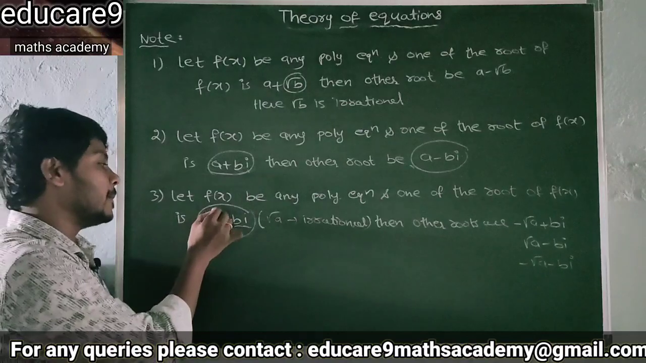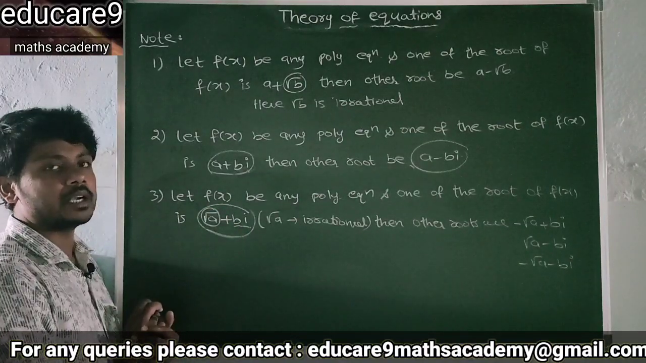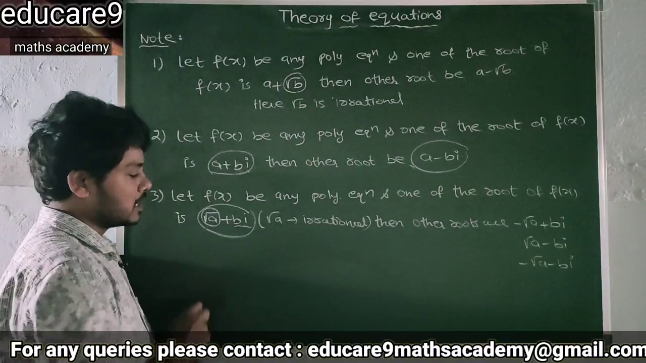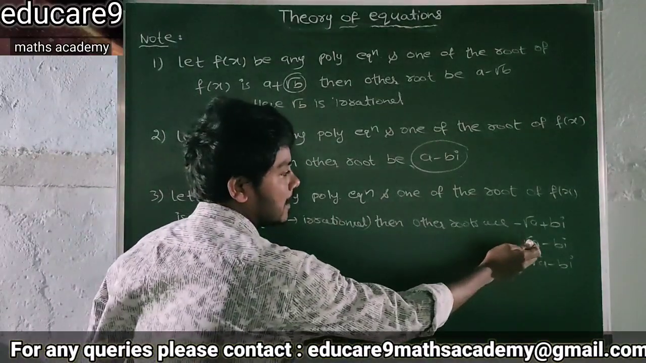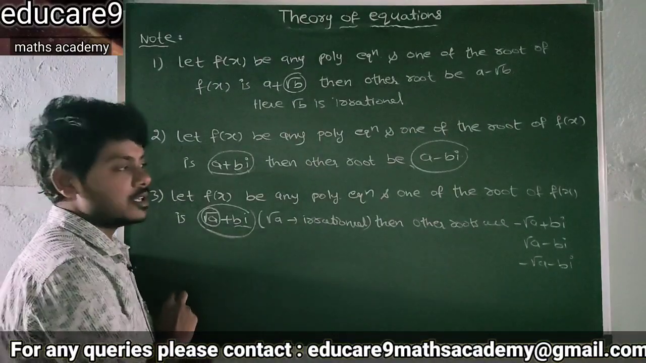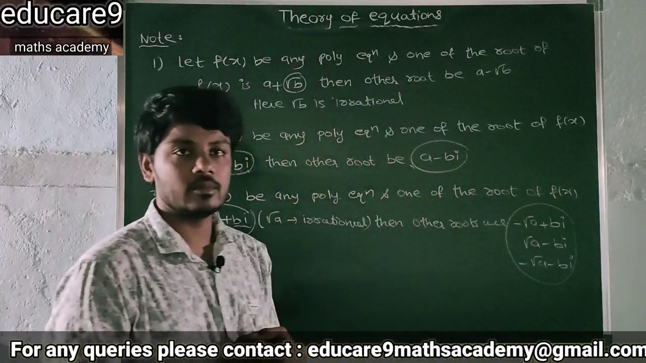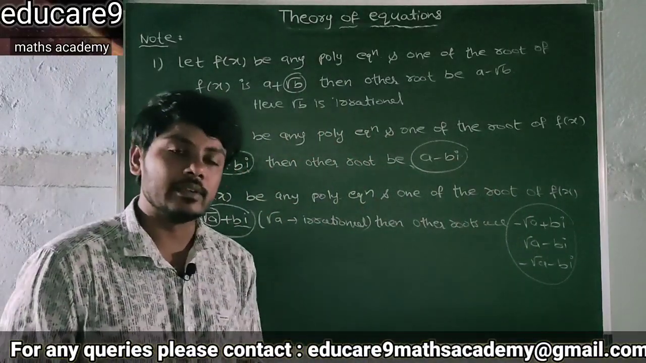So write before root a, that is before the irrational number, you have to write plus or minus. So this is plus and this is minus. And here also plus or minus. So clearly you will get how many roots? 4 roots. Okay. So these are the 3 notes.